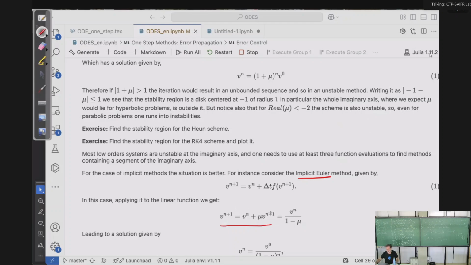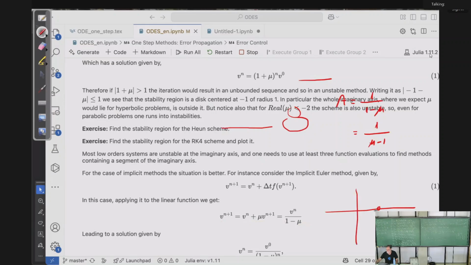And so you rewrite it and it becomes Bn over 1 minus mu. So the amplification factor now is 1 over 1 minus mu. I'm doing the same trick, writing this as 1 over mu minus 1. You see that for this to be smaller than 1, you have to be outside this area. So the stability region of this method is all this.